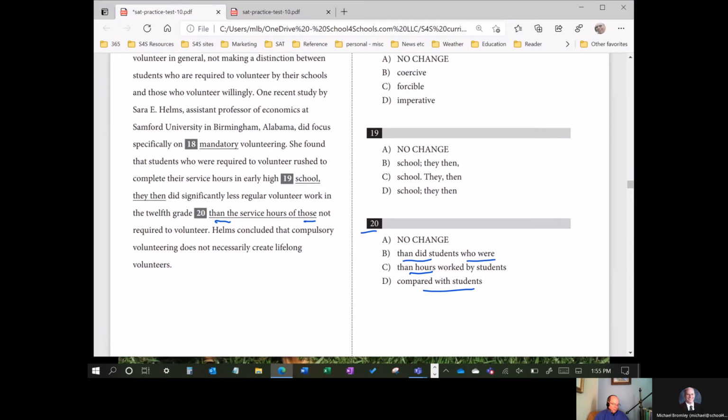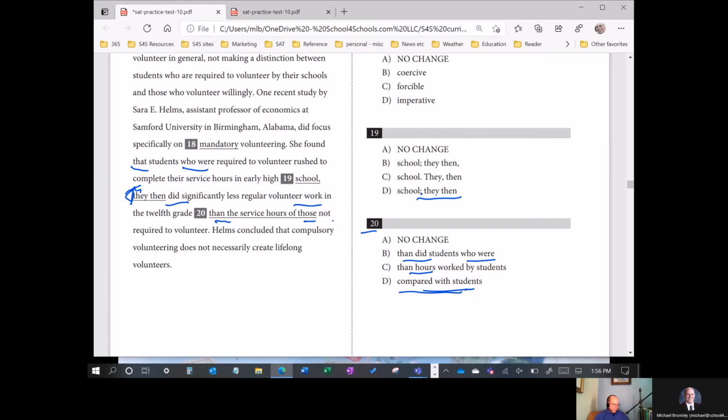Normally we would go for the simplest, the most direct statement, which would seem to be compared, right? Let's do the sentence. She found that students who were required to volunteer rushed to complete their service hours in early high school. Comma. Now we fix this. I think number 19 needs to be, let's go with they then, because that makes more sense. They then did significantly less regular volunteer work in the 12th grade compared with students not required to volunteer.